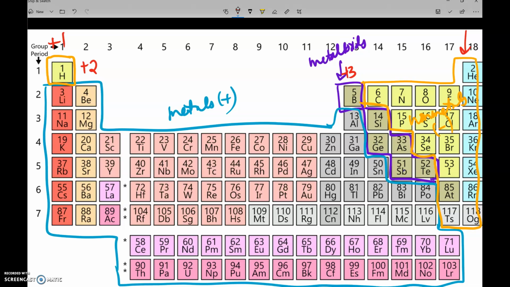Group 14, it varies, so we're not going to put anything there. And then starting with group 15, we've got these nonmetals. Nonmetals gain electrons to be like their noble gas.